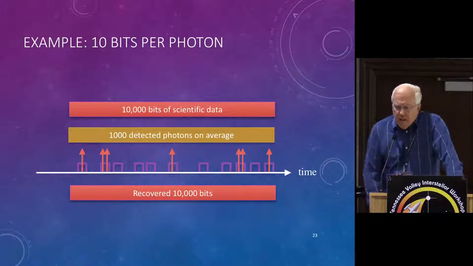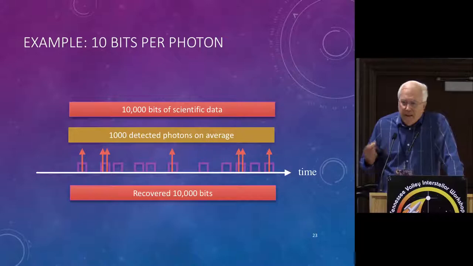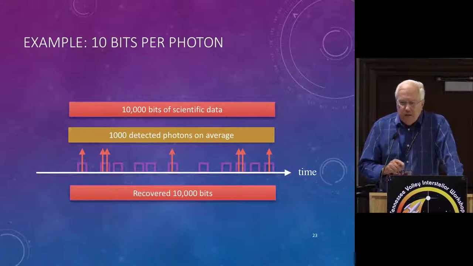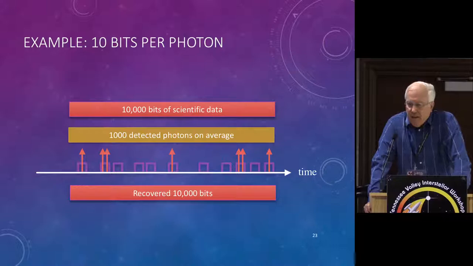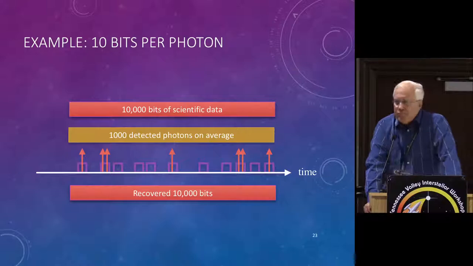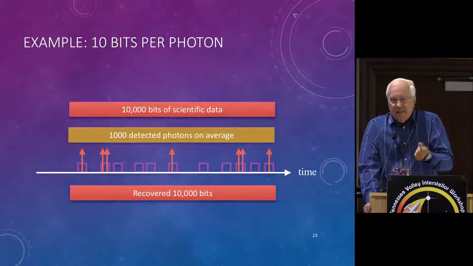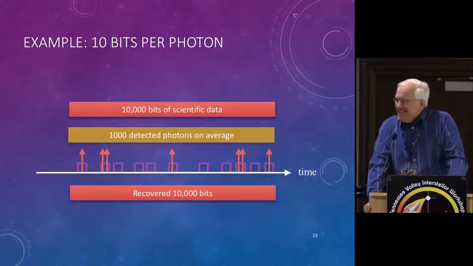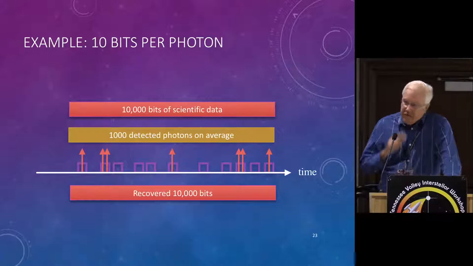So at 10 bits per photon, to give a concrete example, we take 10,000 bits of scientific data and transmit an intensity waveform at a power level which results in 1,000 detected photons at the receiver, and from those 1,000 detected photons, we recover our 10,000 bits of data. The way to think of it is that we're not transmitting 10 bits of information with one photon, but rather 10,000 bits of information with 1,000 photons. And every one of those 10,000 bits is dependent upon all 1,000 photons that were detected, as are all the other bits among the 10,000. So this is a challenging thing to implement, as you could imagine.